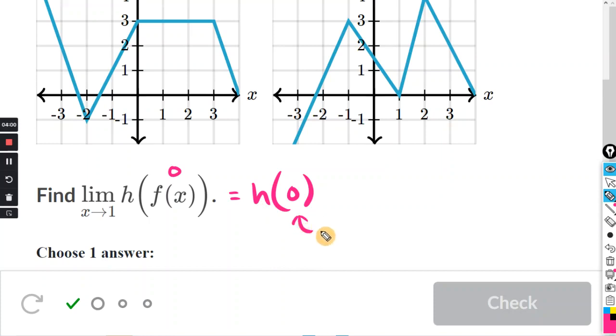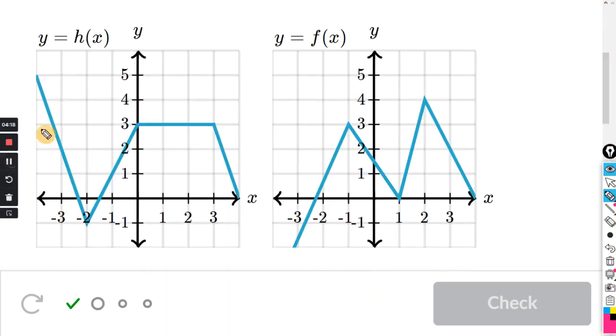Again, it must be continuous at x equals 0. So let's check it out. At x equals 0, on the other graph, the h function. This one is my h function. This is x equals 0. If we go to the graph, we're at y equals 3. That's it, done. We can see it's continuous here because we can draw the graph without lifting the pen through that point.